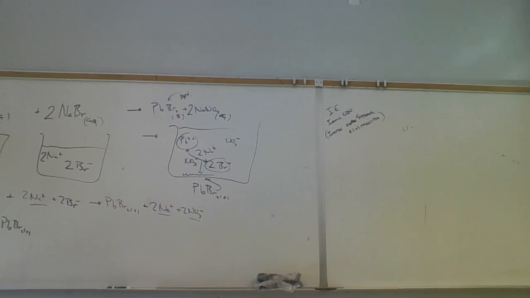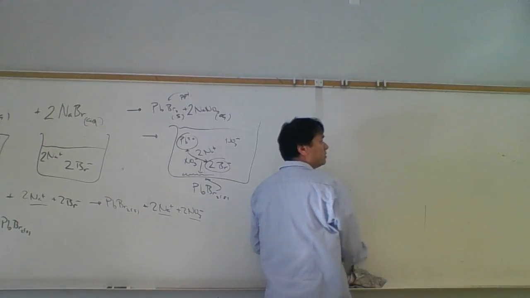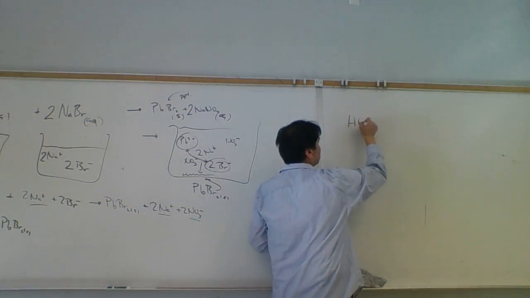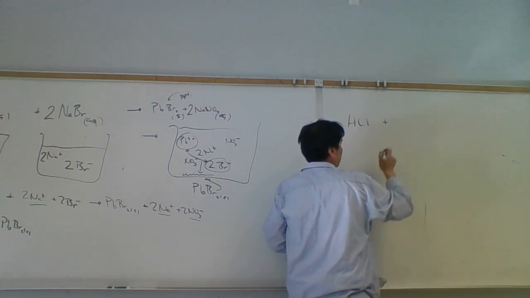Hydrochloric acid and sodium. I think that's an error. The sodium hydroxide. Didn't fit. So let's do hydrochloric acid and sodium hydroxide. Hydrochloric acid, what's the formula? HCl. Sodium hydroxide, what's the formula? NaOH.